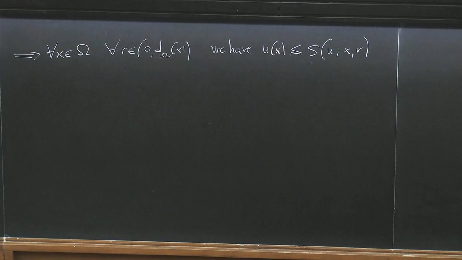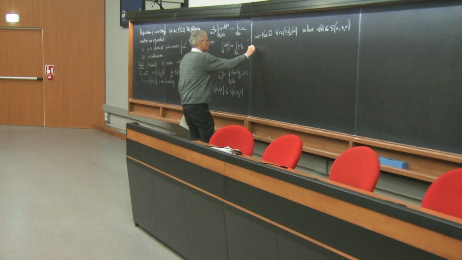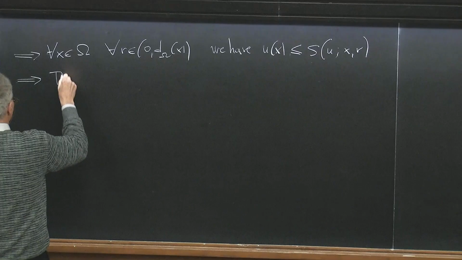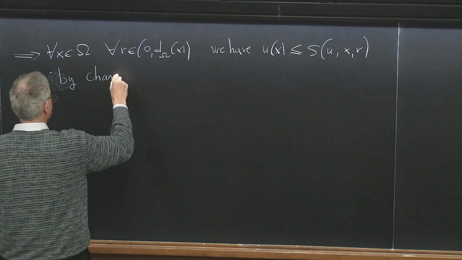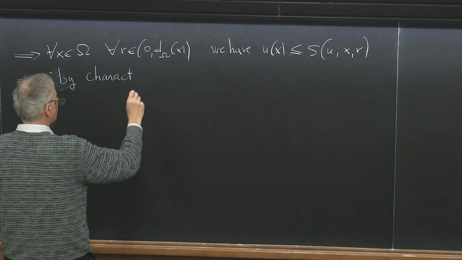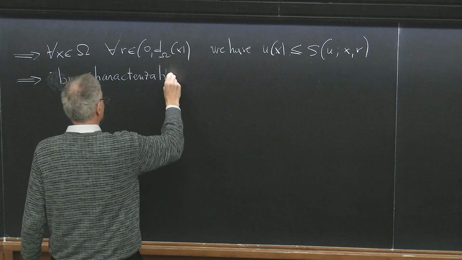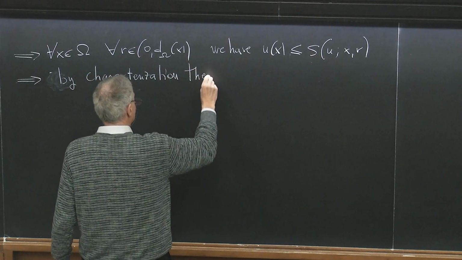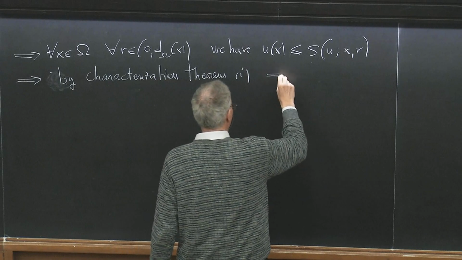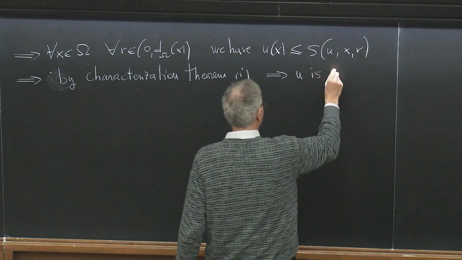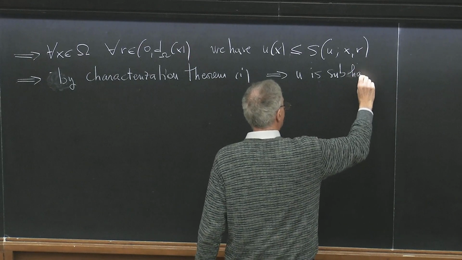So it was maybe by one theorem, by the characterization theorem, I think maybe item A, the first item, the characterization theorem implies that u is subharmonic.